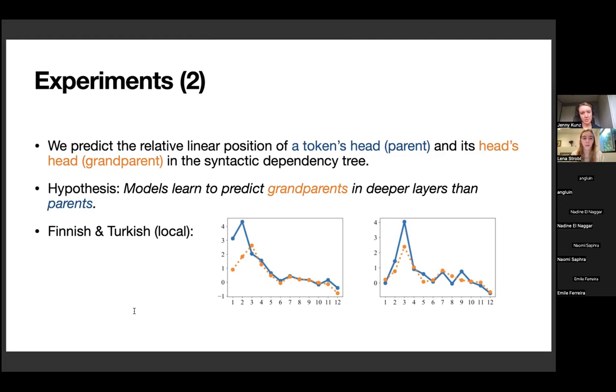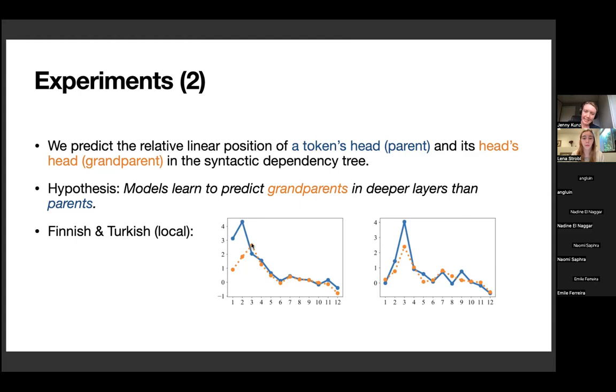So sometimes we have this expected hierarchy, that the parent is predicted, the information is added much earlier. Like here in the left plot, you see the example for the Finnish BERT model. And here we have most information added in layer 2 for the parent, but for the grandparent, it's actually layer 3. So yeah, this is the result we expected.